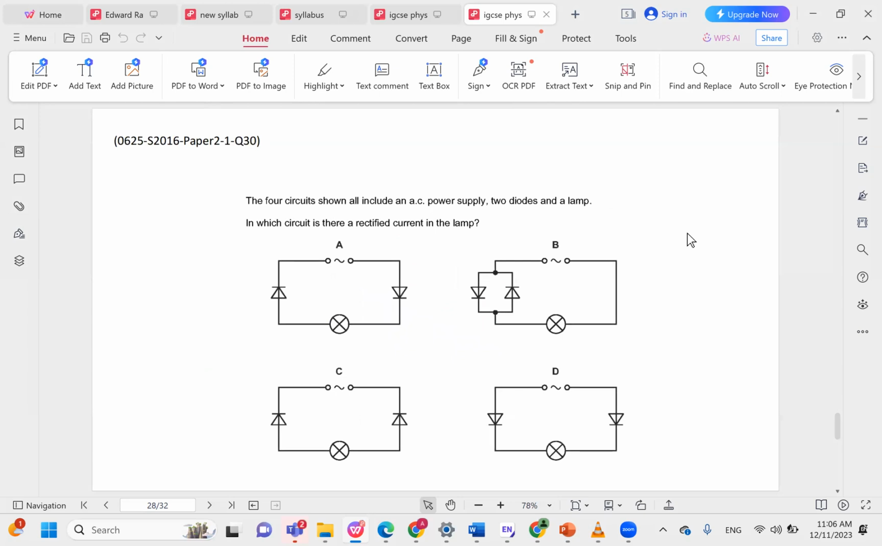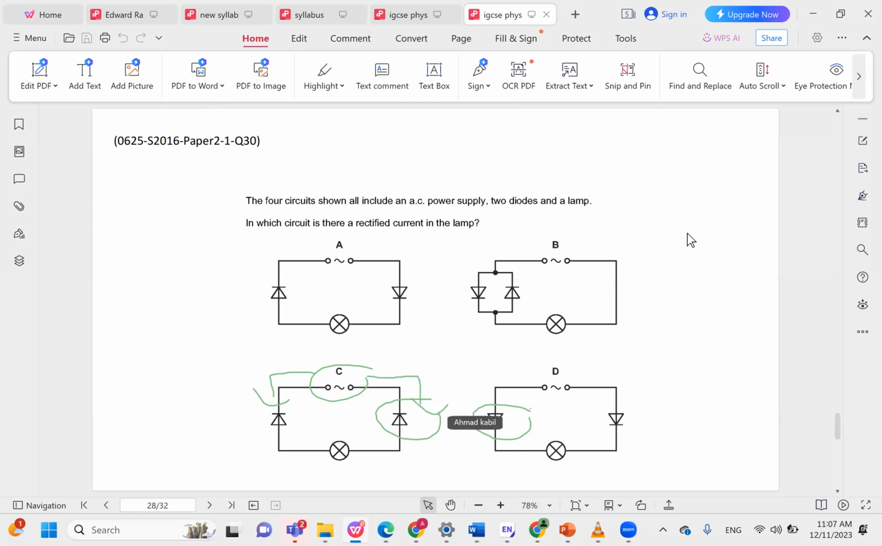The 4 circuits shown all include an AC power supply, 2 diodes, and a lamp. In which circuit is there a rectified current in the lamp? Of course, again, the easy way of figuring this out without too much analysis is C and D are both wrong because they look exactly the same. The only difference is that the diodes are both looking up and the diodes are both looking down. But this doesn't really matter because this is an alternating current. So it will once move like this and be blocked, and the other time it will move like this and be blocked.